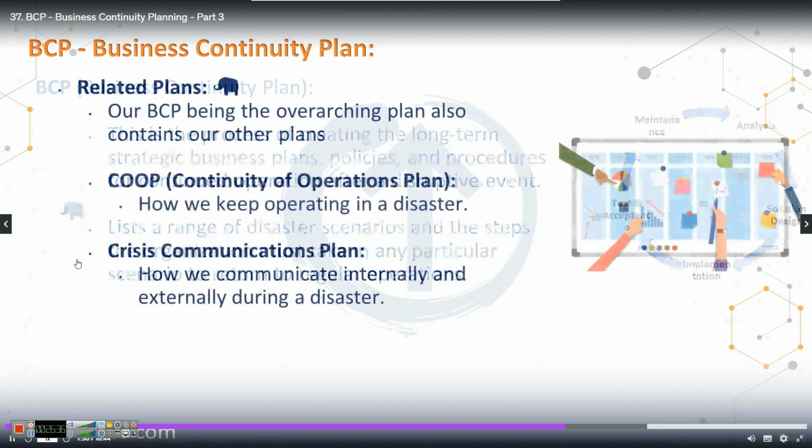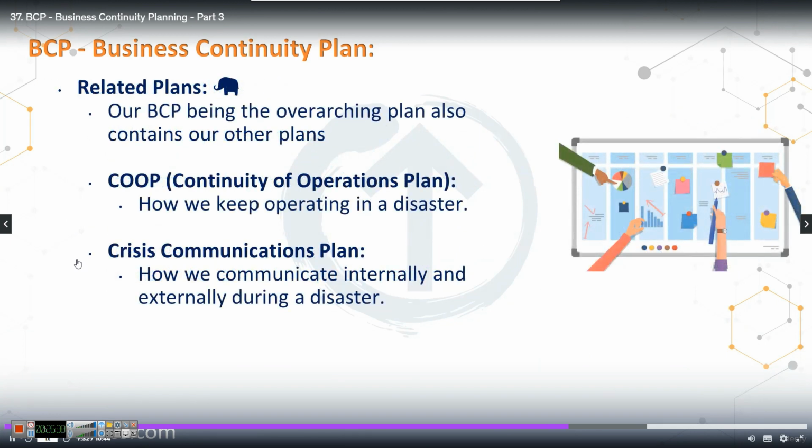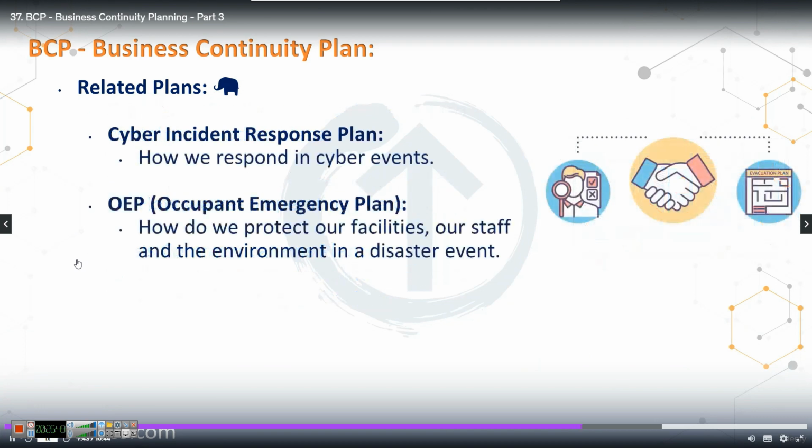Some of the other subplans are our COOP, the Continuity of Operations Plan: how do we continue to operate during the disaster? We have a Crisis Communication Plan: how do we communicate during the crisis and who is allowed to? We have a Cyber Incident Response Plan, which covers anything that is online and is often part of the DRP. We have our Occupancy Emergency Plan, and many, many more.